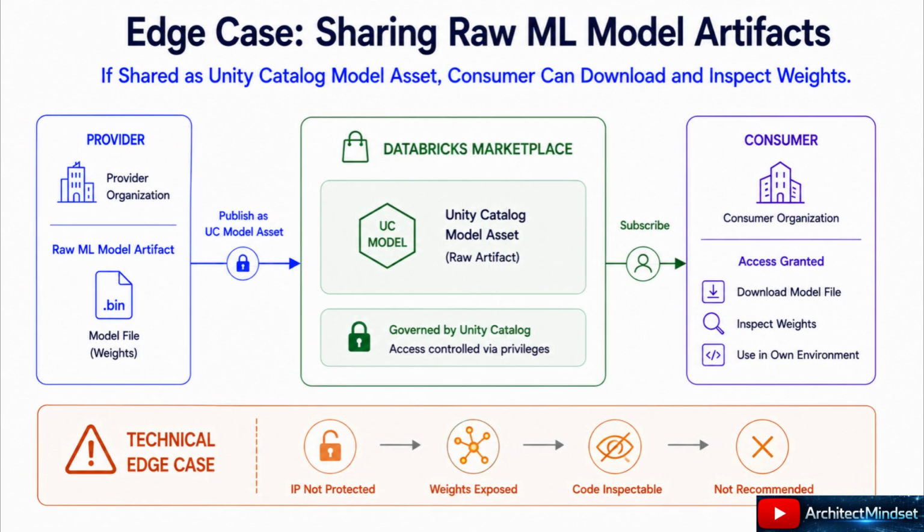Now, one technical edge case to note is that if the provider shares a raw machine learning model artifact directly through the marketplace as a Unity Catalog model asset, rather than packaging it inside an app container, the consumer would have access to download the file and inspect the weights.